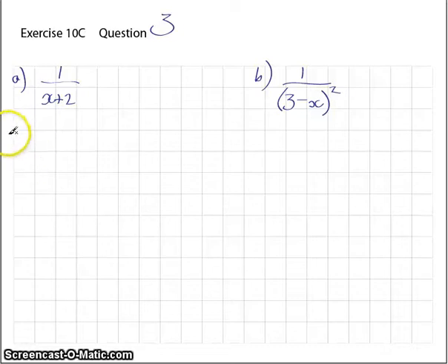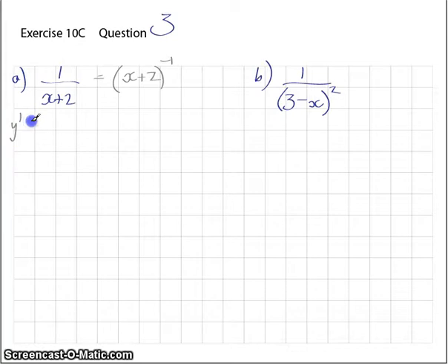So again, we want to find the first and second derivatives. Before we do that, we need to rewrite this as an index. So we've got (x + 2) all to the power of minus 1. I'm going to choose to use the chain rule for these. We could use the quotient rule. It gets fairly long and algebraic with lots of ones, which means you can get a bit tripped up. I'm just going to choose to use the chain rule.